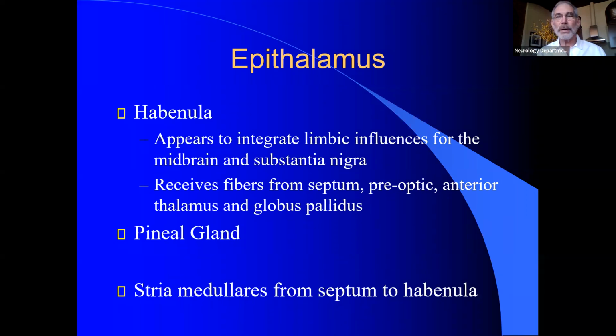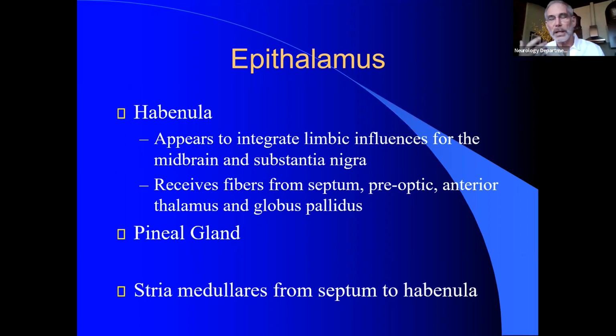It receives input from a lot of structures in the diencephalon: the septum, the preoptic pathways, the anterior thalamus, and the globus pallidus. The septum is interesting. I spent some time this week trying to research the septum and figuring out what its embryologic origin was for the purpose of this lecture. And the answer is, at the end of all this search, I have no idea, because neither does anybody else. They simply don't know where the neurons come from. Given its position, it seems to be diencephalic, but I don't know that. Like I said, it is simply not known.